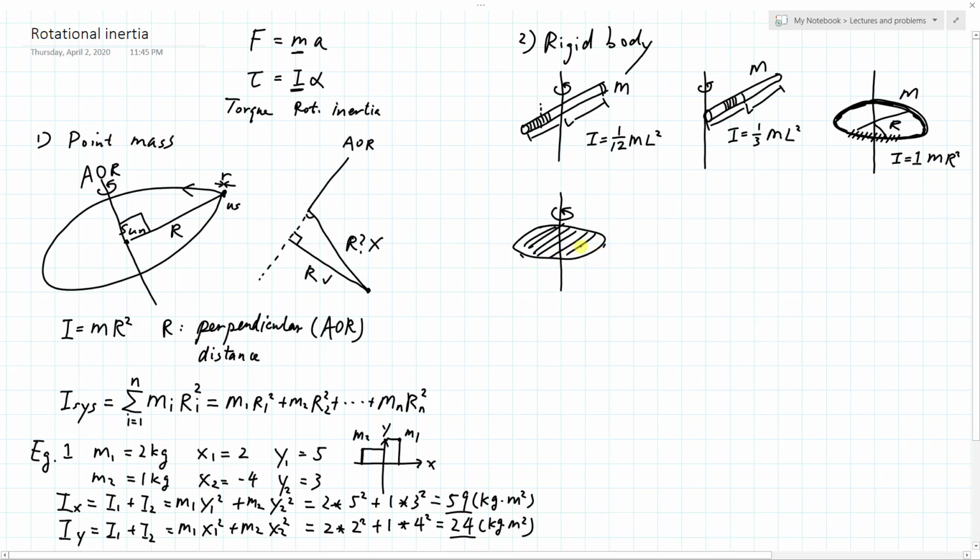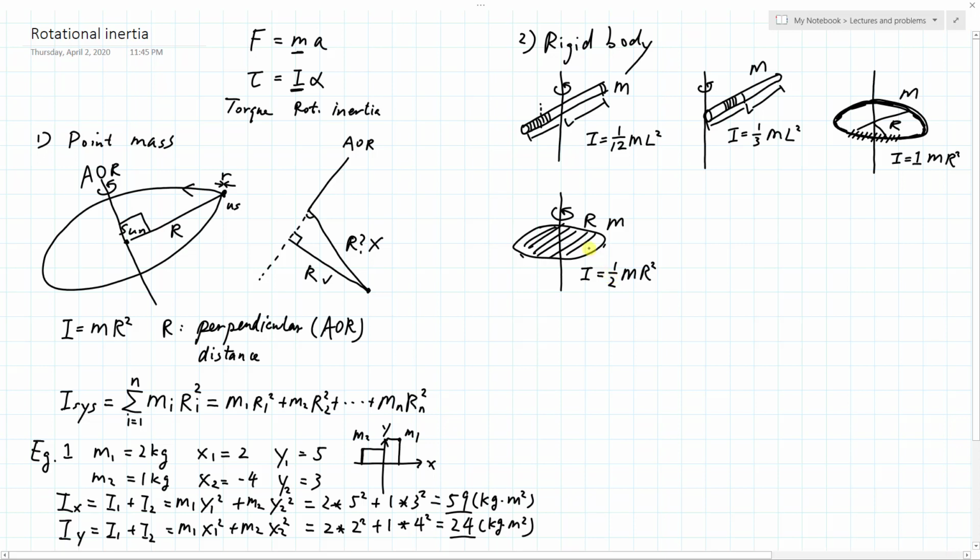Okay, so we have a disk. So what about the disk? The disk also has a radius r and a mass m. So the rotational inertia, as you may imagine, is mr squared, but here there is a 1/2. Okay, so why is it a 1/2?